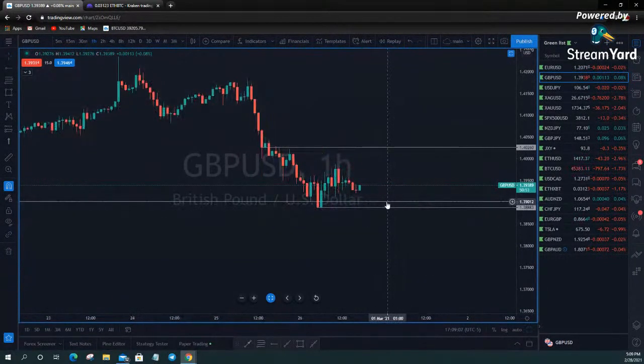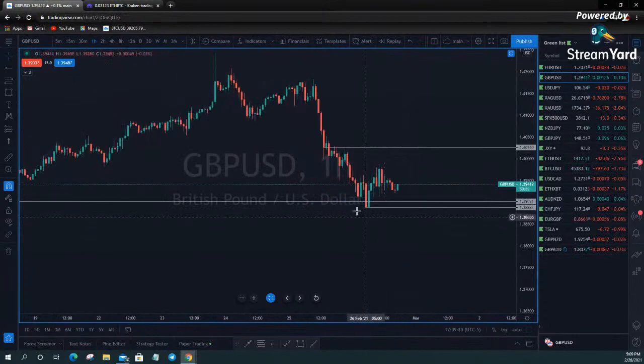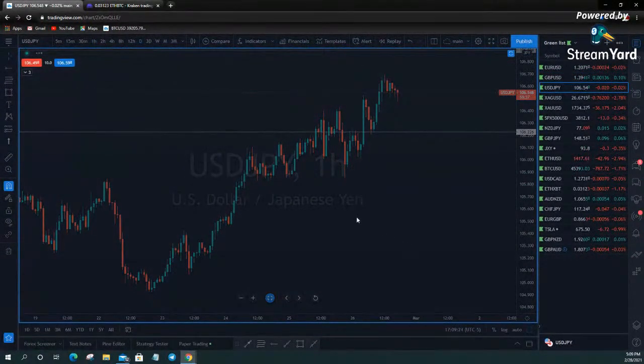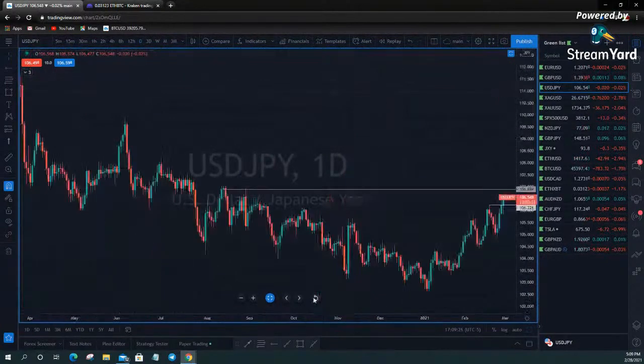All right. So right now, I'm possibly not going to do anything on these two pairs until Monday or possibly Tuesday. The volatility was insane when it came in at the end of the week. So, all right, USD JPY. USD JPY has been working out really nicely.